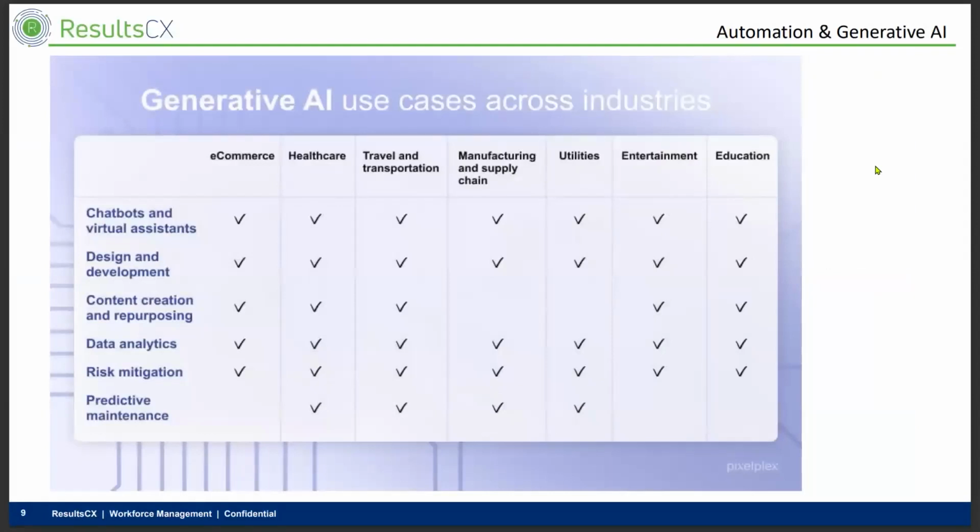how we apply generative AI. And I've shared, again from one of the Pixiplex reports, how it's being utilized in a lot of different industries. Where you see some check marks, some of the industries don't have those check marks. It's not that they're not going to evolve into it. It's just a matter of time and prioritization of where they're trying to get to.